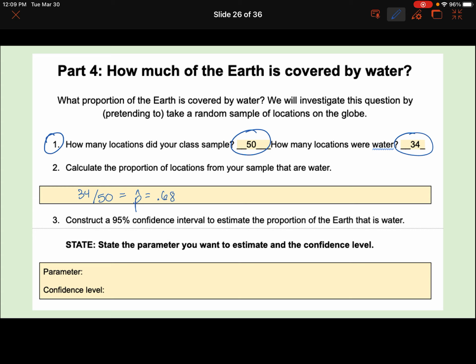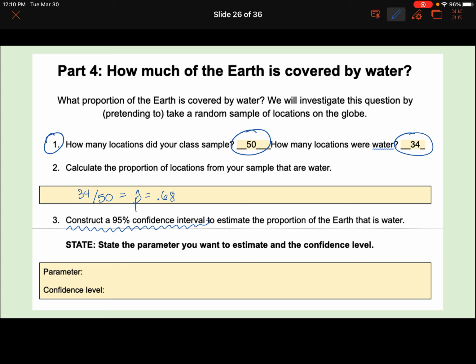All right, so question 3, there's this whole process here, which you can see. It's state, plan, do, and conclude. And this process is how you construct a confidence interval. We'll put this in your notes in a bit too, but I think it's helpful just to see an example first. So just stick with me, fill it out as we go. There might be a few points where I ask you to do some calculations, but for the most part, we can just do it together.